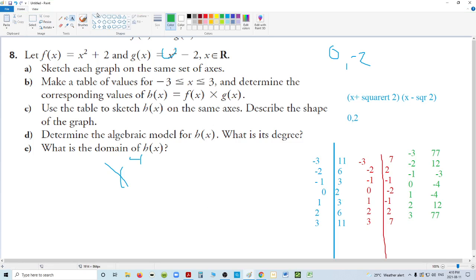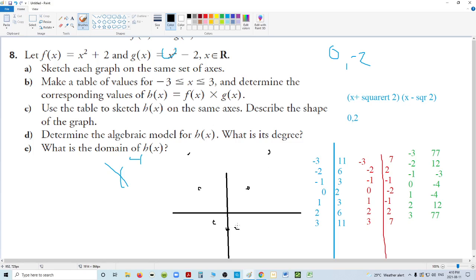Let's see if we can figure out what's going on here and predict what the drawing is going to look like. So if I'm going to plot some points here, minus 3 is going to be 77, way up here. Minus 2 is going to be 12, so it's going to do a steep dive. Minus 1 is going to dive down to minus 3. 0 is going to be minus 4. 1 is going to be minus 4. 2 is going to be 12 again. 3 is going to be 77.